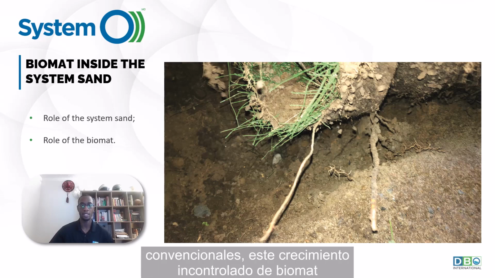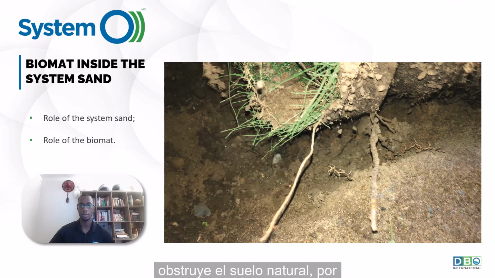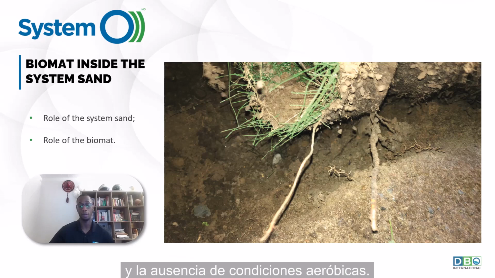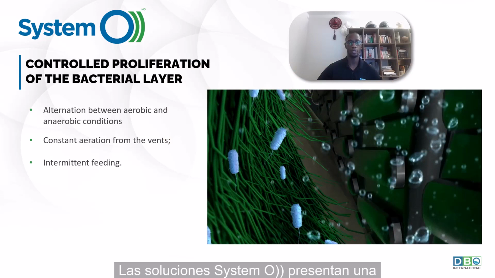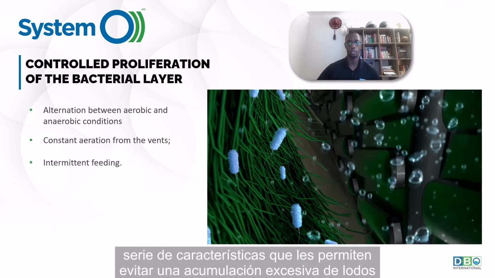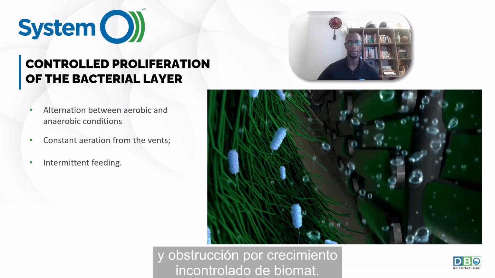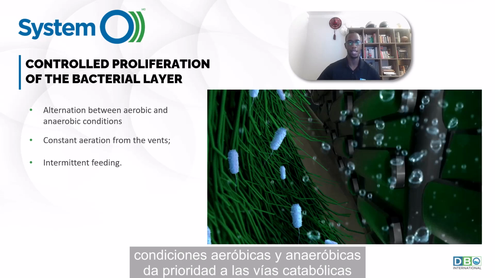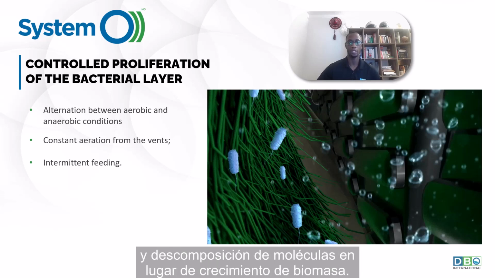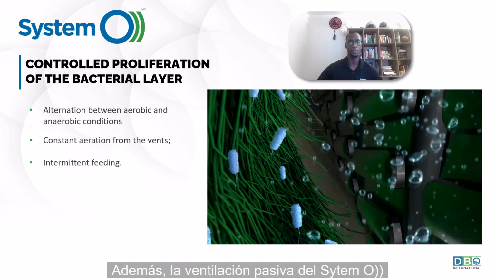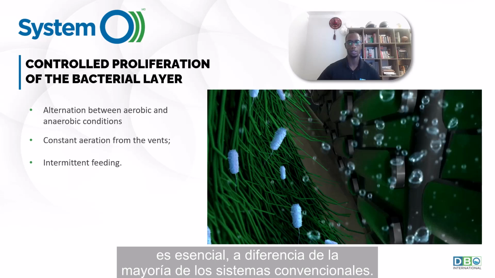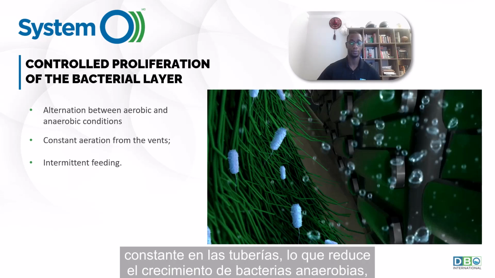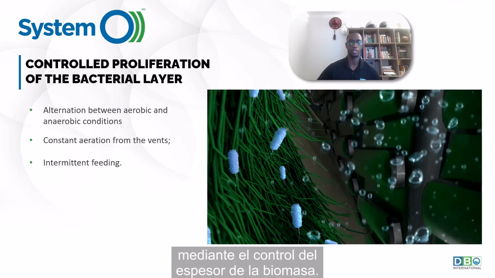For most conventional systems, it is this uncontrolled growth of biomass that clogs the native soil, caused by the absence of treatment before the wastewater infiltrates into the soil, as well as the absence of aerobic conditions. The system has many characteristics that help it avoid excessive sludge accumulation and clogging by uncontrolled growth of the biomass. First, as discussed in the previous slides, we have the alternating between aerobic and anaerobic conditions, prioritizing catabolic pathways and breaking down molecules as opposed to growing the biomass. In addition, passive ventilation of the system is key, in contrast to the majority of conventional systems. The vents allow for constant aeration in the pipes, which reduces the growth of anaerobic bacteria, controlling the thickness of the biomass.